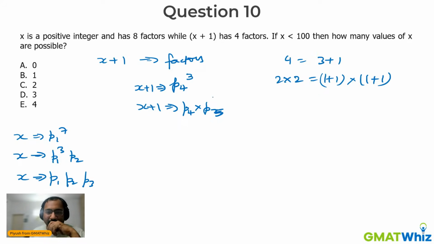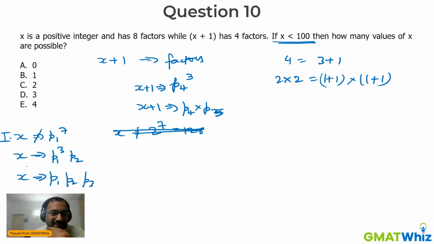Okay, so I have to check cases when x is less than 100. So if I take case 1, only one value of x will satisfy this, which is 2 to the power 7. Let me see if it satisfies also. I don't think that will satisfy. 2 to the power 5 is 32. 2 to the power 7 is 128. So that also doesn't satisfy. So x cannot be equal to p to the power 7. That definitely cannot happen.